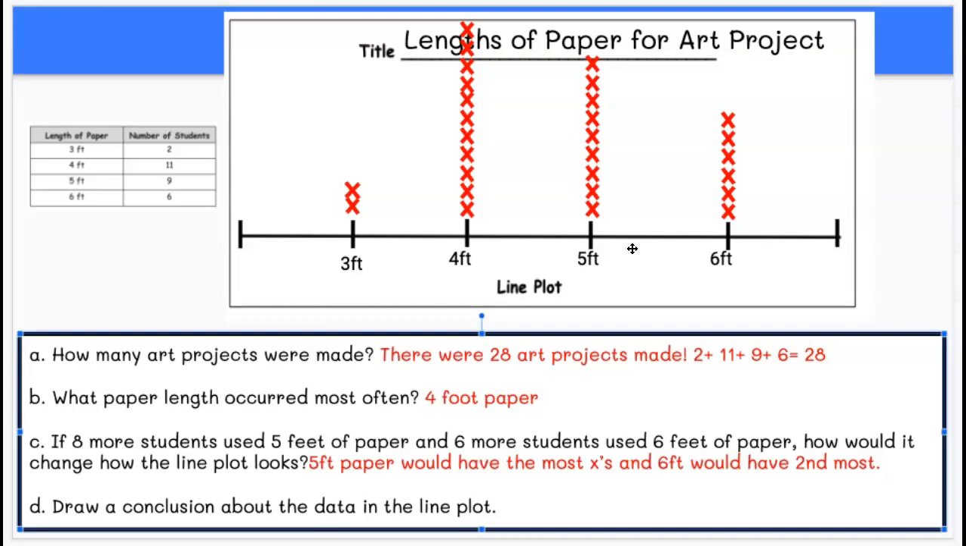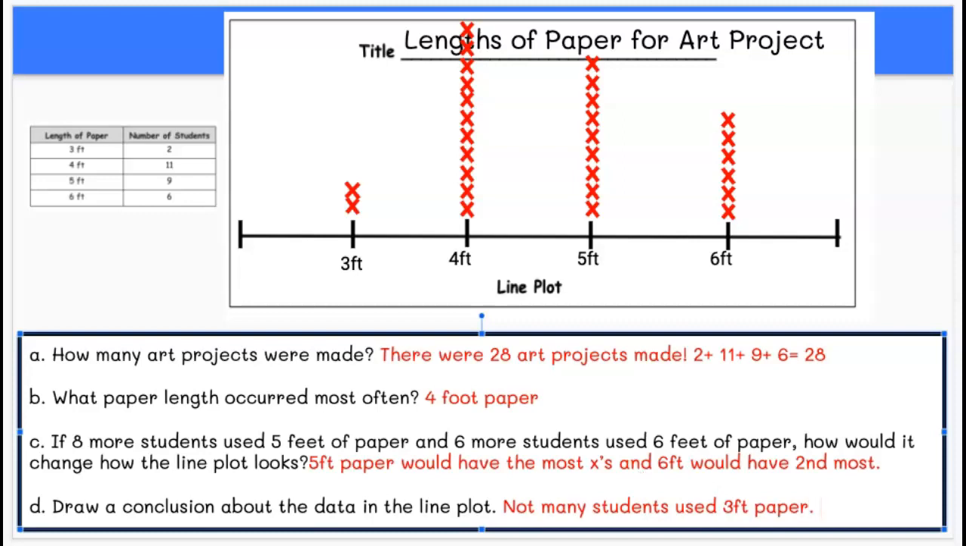Last question says, draw a conclusion about the data in the line plot. So you're going to see these on your work today as well. Draw a conclusion. It basically just means look at your line plot. What can you say about it? So I'm going to draw a conclusion. One thing that I can say about this line plot is that not many students use 3 foot paper. Oops, that's not what I wanted that to look like. Let me fix that really quick for you guys. Thank you for your patience. Not many students used 3 foot paper.